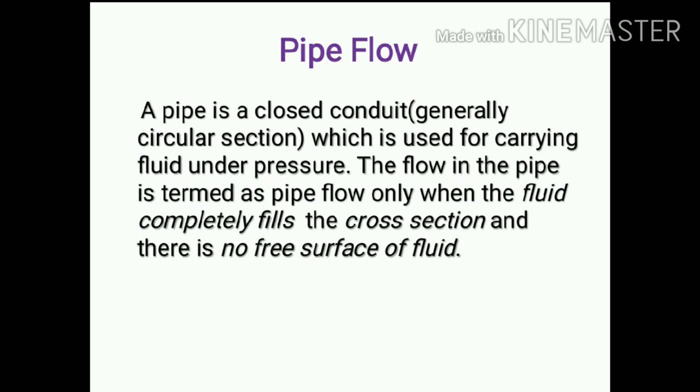So when the fluid is flowing through the pipe, we can say it is pipe flow only when the pipe is a closed conduit, generally circular in section, which is used to carry fluid under pressure. The flow is termed pipe flow only when the fluid completely fills the cross section and there is no free surface of fluid. In simple words, the pipe should be fully filled with water or any fluid, then we can say it is a pipe flow. Otherwise we will say it is an open channel flow.